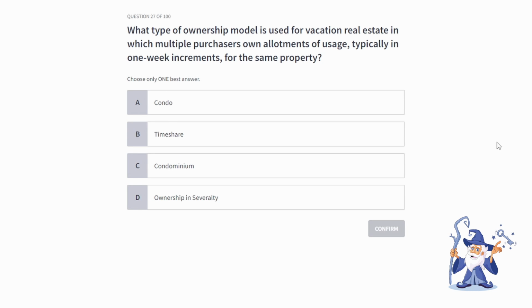All right, question 27. What type of ownership model is used for vacation real estate in which multiple purchasers own allotments of usage, typically in 1 week increments for the same property? And there's four options: A, condo, B, timeshare, C, condominium, or D, ownership in severalty. So think that one over and come up with your answer.